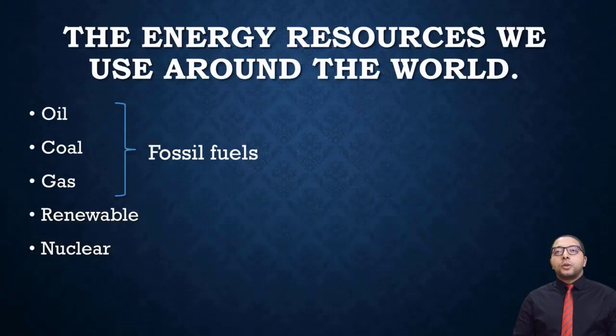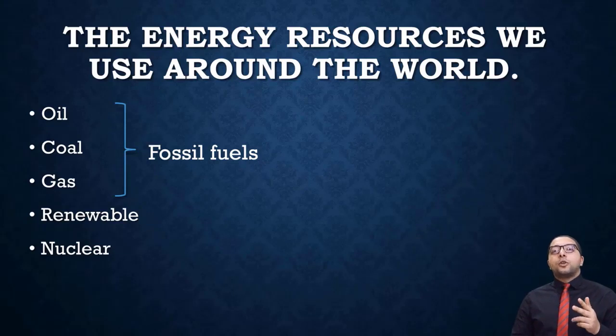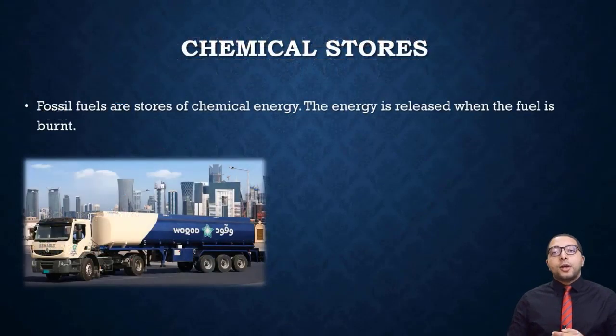The energy resources we use around the world can be split into different categories. The first large category is fossil fuels, which represent oil, coal and natural gas, followed by renewable energy resources. I want to ask you a question. Why is fossil fuel considered to be one of the most important energy resources on Earth? I want you to think about the answer.